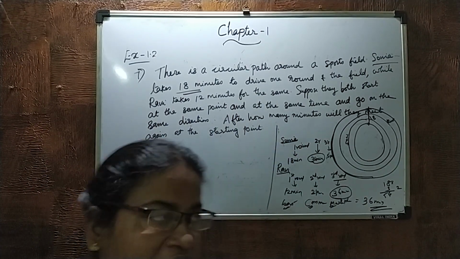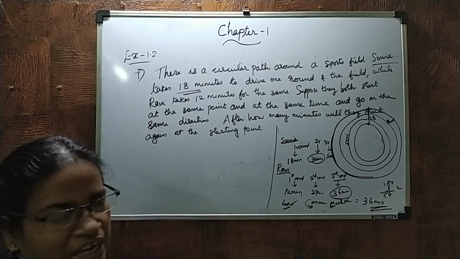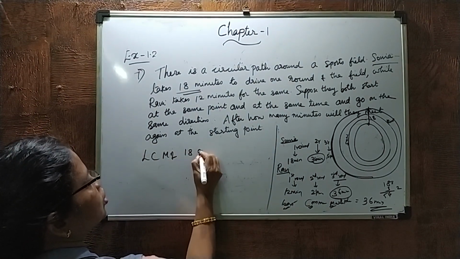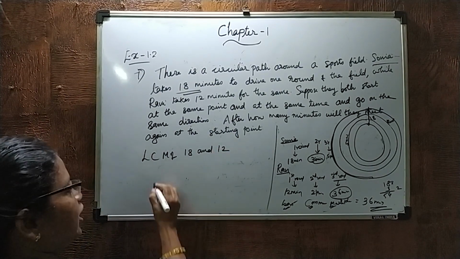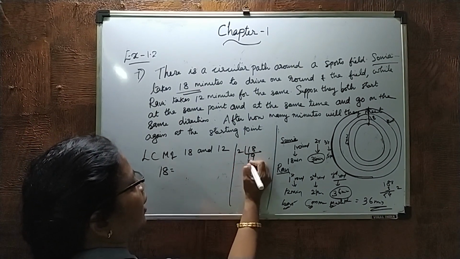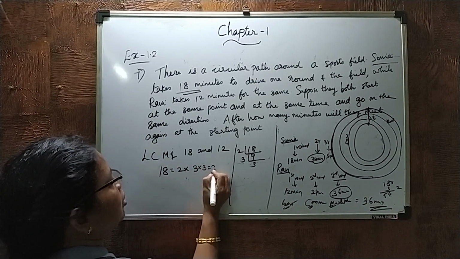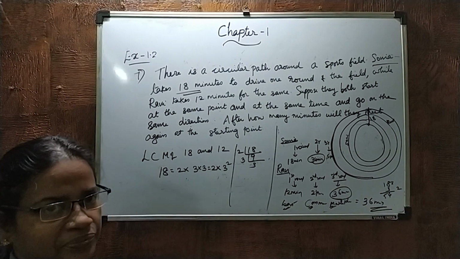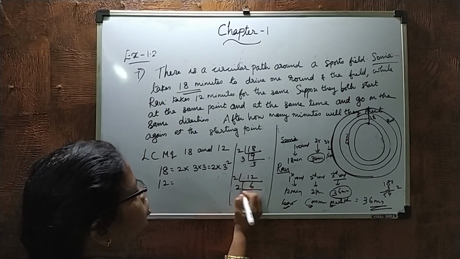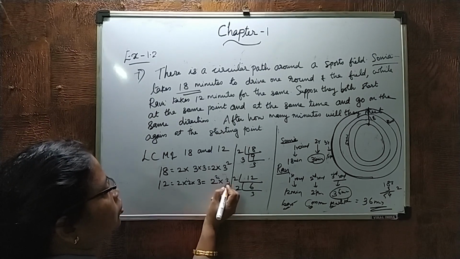Otherwise, how will you find out? Just take the LCM. Read the question and assume that it will be the least time you want, then it will be the LCM of 18 and 12. Factorize 18: it is 2, 9, 3, 3. So it is 2 into 3 into 3, which is 2 into 3 square. Next, 12: 12 is 2, 6, 2, 3. That means 2 into 2 into 3 equals 2 square into 3.